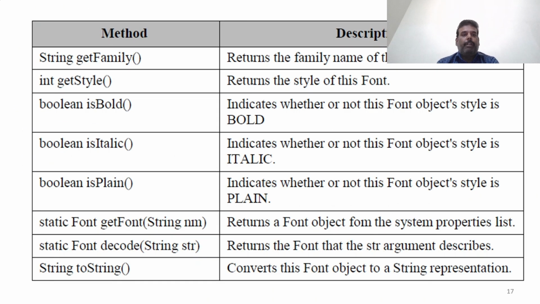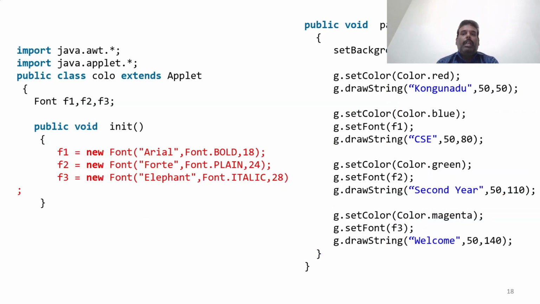This is the program for setting the font families and fonts. So I have taken the string as Punganadu CSE second year, welcome Punganadu CSE second year students. For this I have taken the string and color that is red. Commonly I have given the string as red color. For this color I have given blue, and for this color I have given green, and for this color I have given magenta. And for the text I have given these font styles.